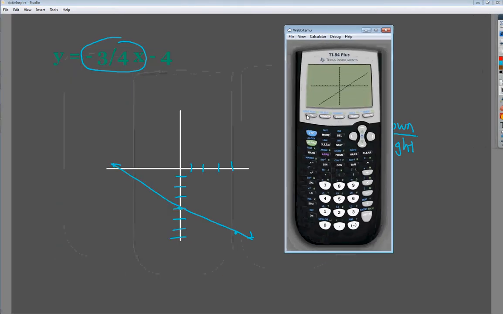To graph this one, y equals, and if you have the TI-84 Plus, hit alpha y equals, and you can bring up the fraction menu. So I'm going to pick n/d, negative 3 over 4, and then click out before you punch in the variable, minus 4.